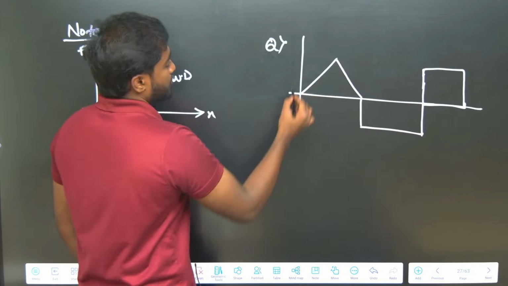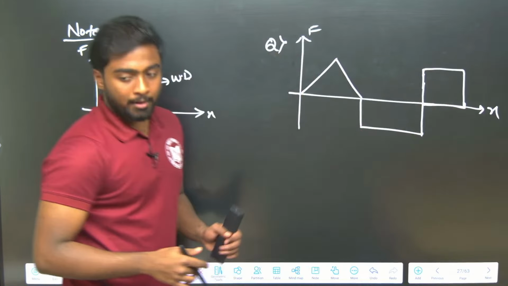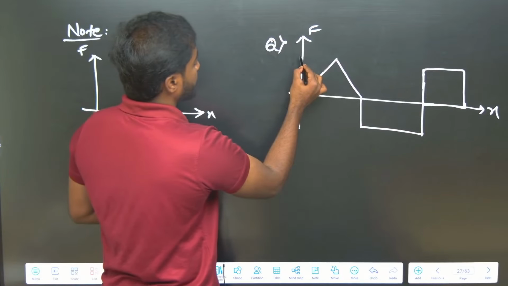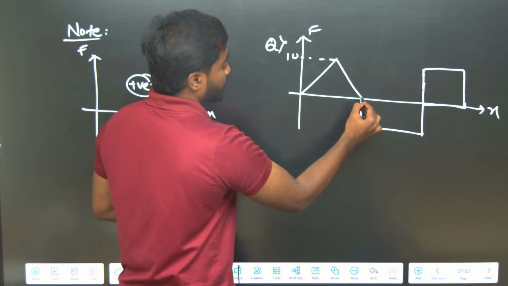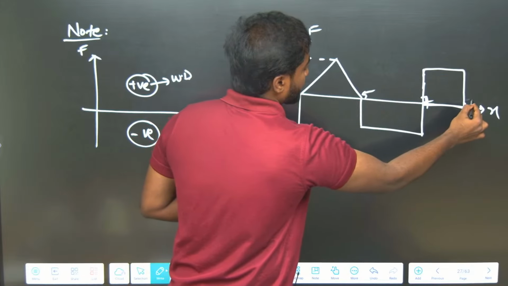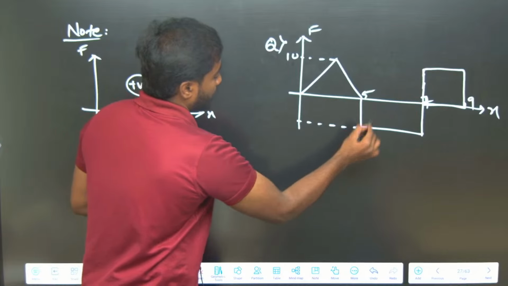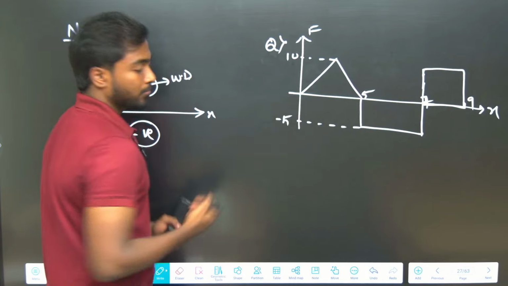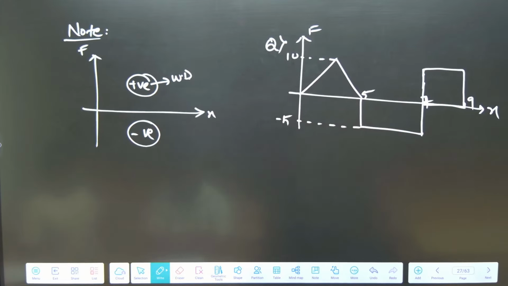Okay, so let me take this as force and this as displacement, right? Now I will mention some random numbers here. This is 10. Here I will take this as 5, this as 7, and this as 9. This one I will take as -5. Now I need to find the work done here.